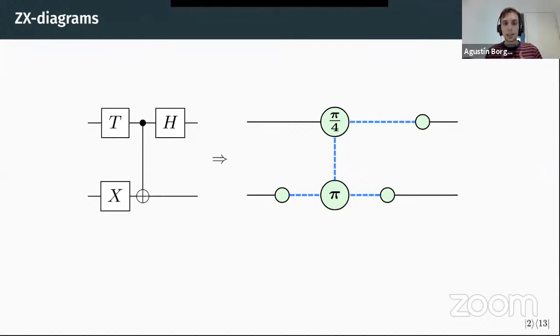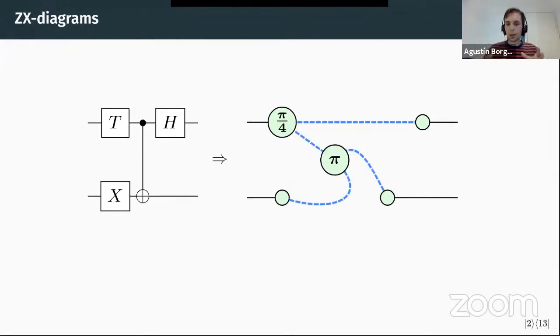Another thing to note is that ZX diagrams only care about the topology. So you can move the nodes around without changing the interpretation of the graph.